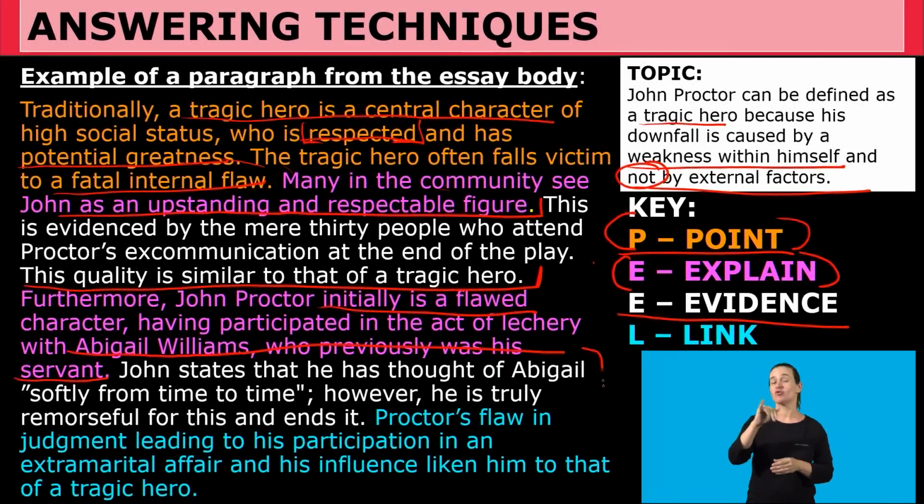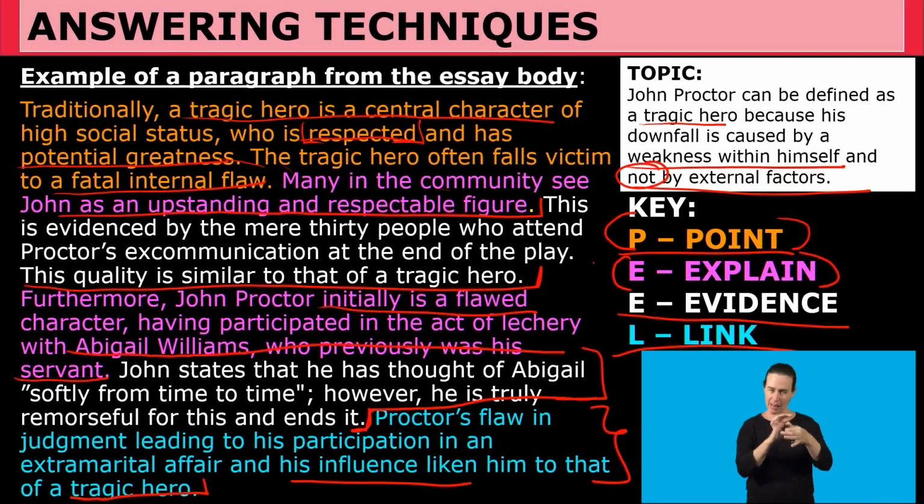Now we are providing evidence of this. John states that he has thought of Abigail softly from time to time. However, he is truly remorseful for this and ends the affair. So that is the proof that there was an affair, but he is apologetic about it. Now let's link it back. Proctor's flaw in judgment, leading to his participation in an extramarital affair, and his influence liken him to that of a tragic hero. So now I'm linking what I've discussed and how Proctor could be seen as a tragic hero.